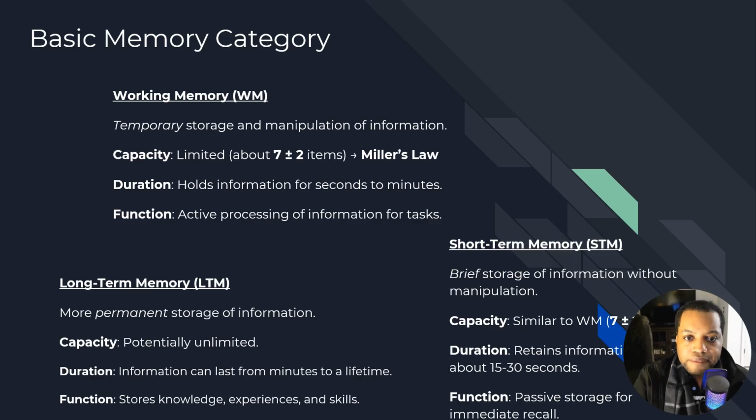So working memory is our temporary storage and manipulation of information. The element of manipulation is the key here because it is information that not only we are able to access but can use, which is important in a day-to-day context. So the capacity is limited, and generally it's about 7 plus or minus 2 items that we can actively manipulate at a given point in time before we start running into issues with memorization. This is known as Miller's Law.